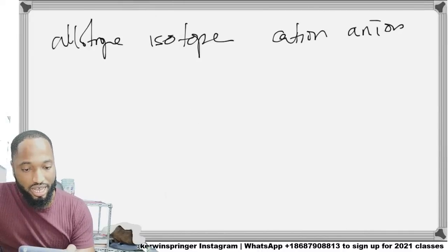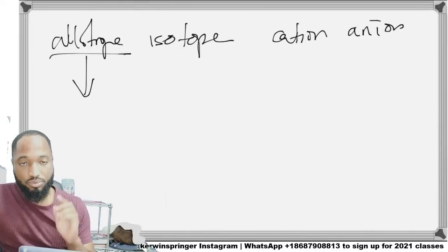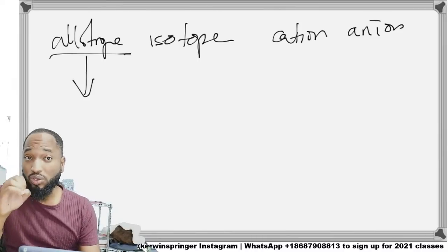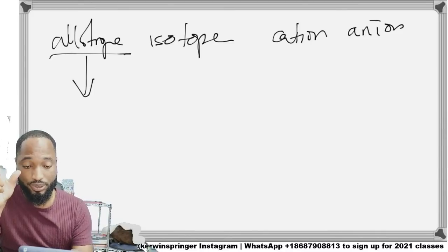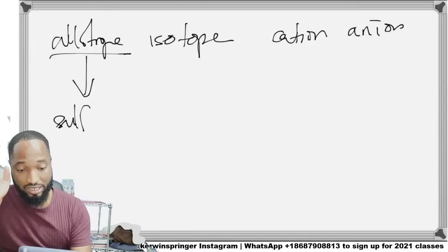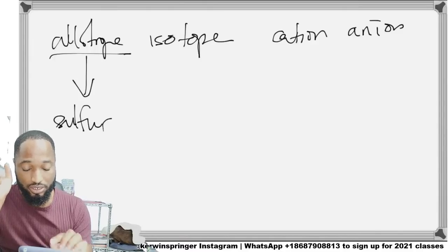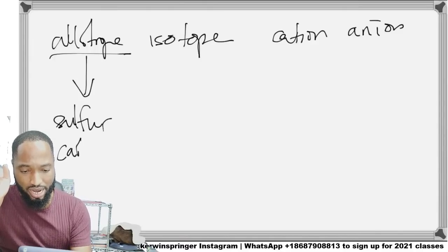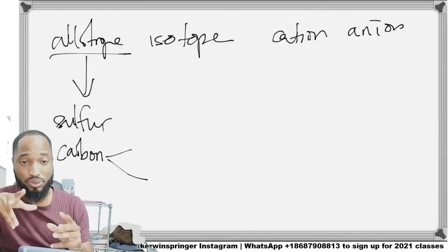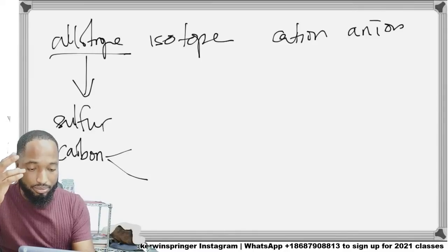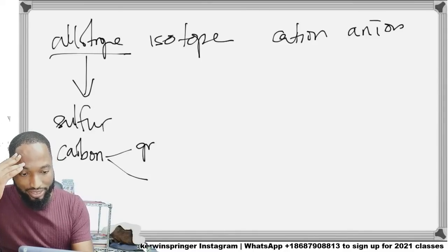You understand what an allotrope is? Same element, different structural form. This is asked. They like to ask what kind of elements form allotropes. Sulfur, and what's the next thing you need to know? Carbon. And you need to know at least 2 or 3 carbon allotropes. 2 popular ones are graphite and diamond, right?